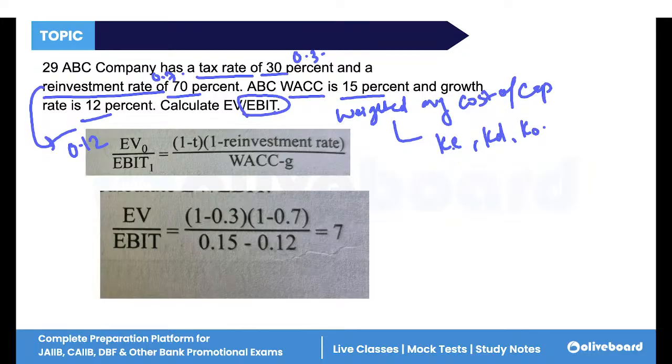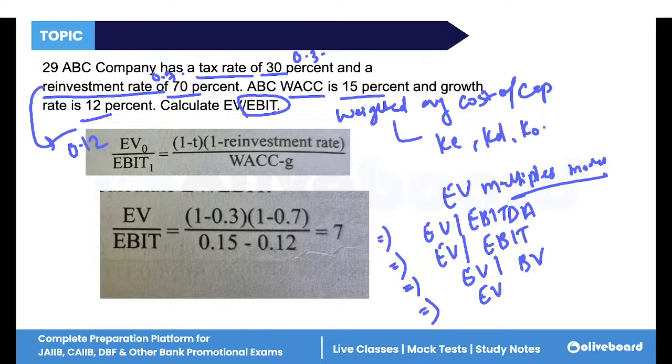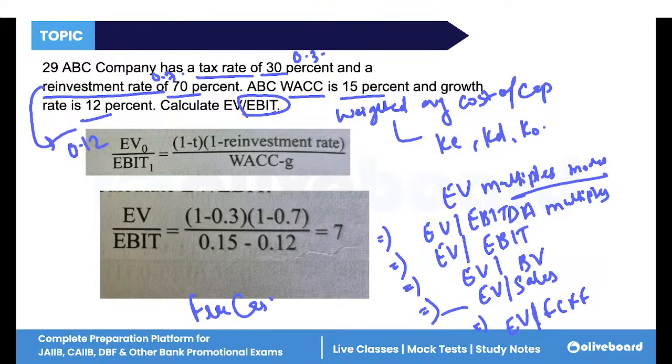Now, see, if you are using the enterprise valuation multiples model, you have different types of multiple models. You have EV upon EBITDA. Then you can do the valuation with the help of EV upon EBIT. Then EV upon book value. Then we have EV upon sales multiple. So these are all our multiples. Then EV upon free cash flow to firm. FCFF is the free cash flow to firm, the cash which is available to the firm. So all these are the multiples.